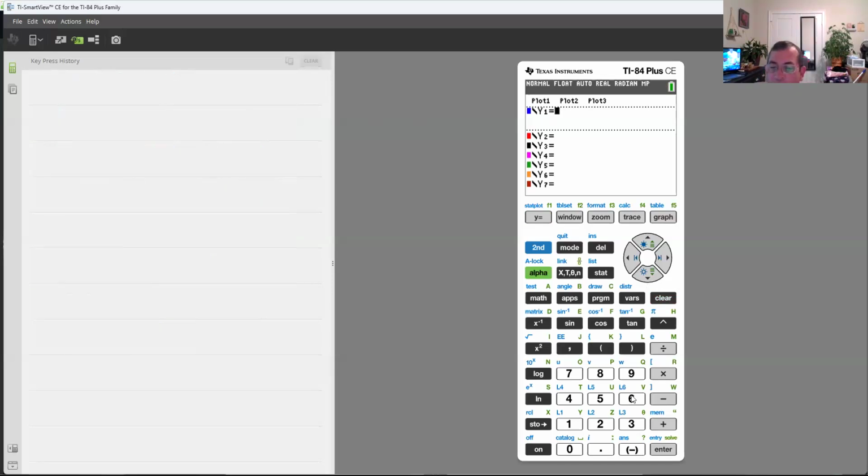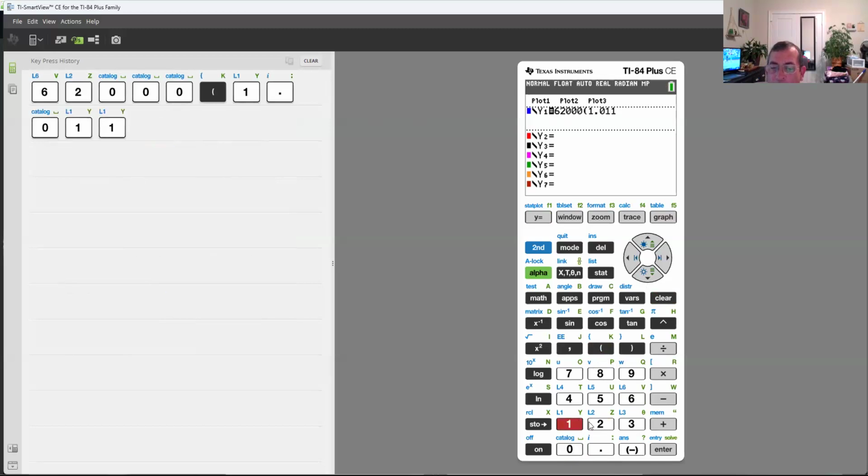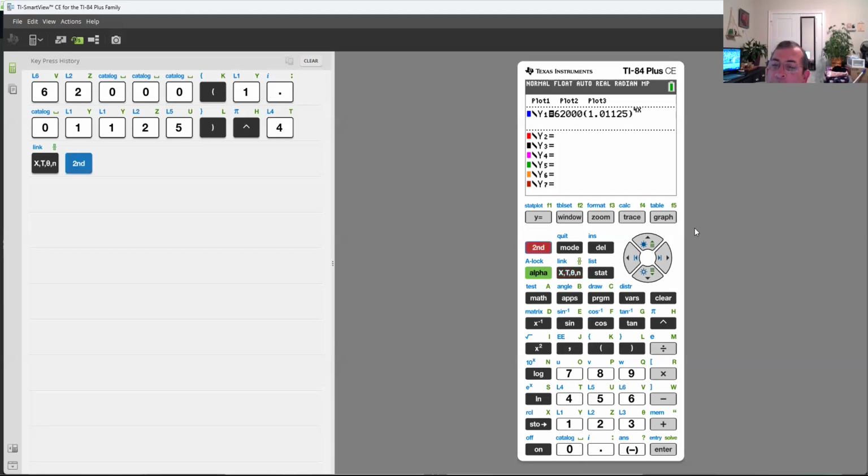I'm actually going to put in the formula 62,000 parentheses 1.01125 close parentheses. My exponent will be 4 times x. Remember, you cannot use a t in your graph, and you have to make the variable an x for the graph, okay? Now, I'm going to go to second graph and look at the table.